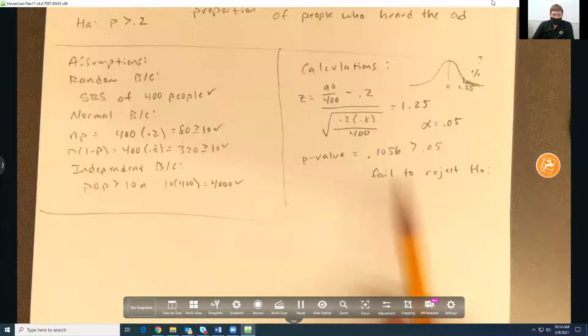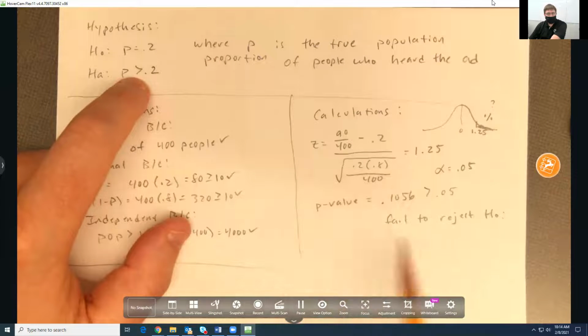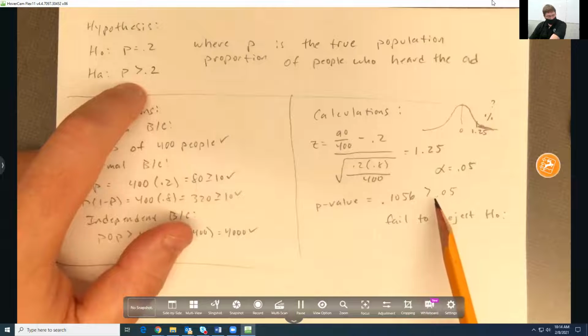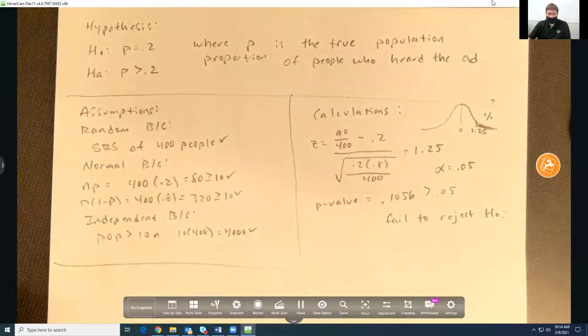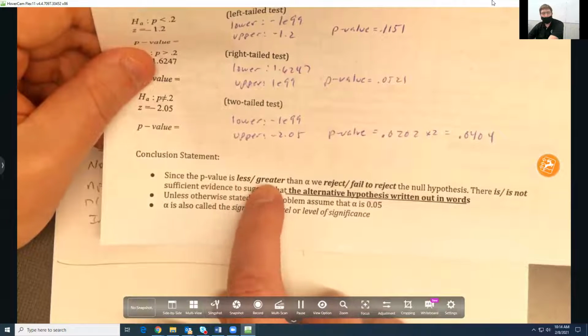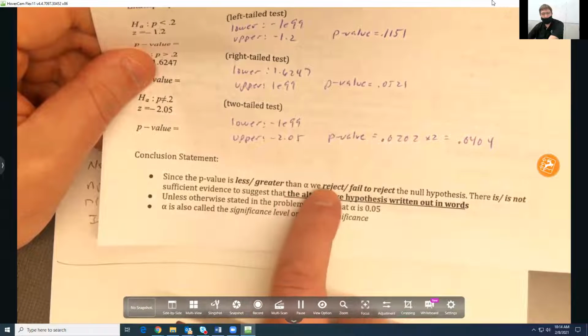We would reject it if this number was less than 5%. We would say this is false, and this is the one we'll go with. But it wasn't. So we're going to say, it is what it is. And if you forget which way to go, because it is confusing the first couple times you do it, you guys can see down here at the bottom, it tells you. If the p-value is greater than alpha, we fail to reject. If it's less than alpha, we reject.